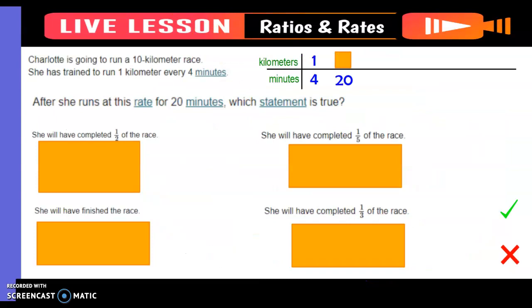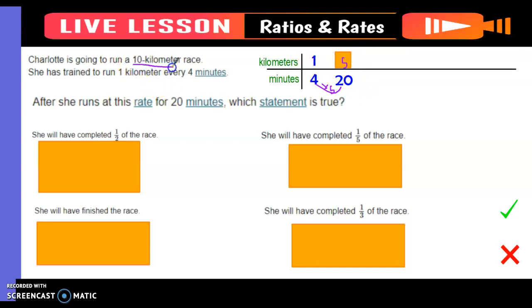Now it's time to use ratio tables to help us solve word problems. Charlotte is going to run a 10-kilometer race. She has trained to run 1 kilometer for every 4 minutes. After she runs at this rate for 20 minutes, which statement is true? Well, let's first figure out how many kilometers she will run in 20 minutes. Mentally, I know that 4 times 5 gives me 20. So therefore, 1 times 5 will give me 5. So I know for 20 minutes she will run 5 kilometers.